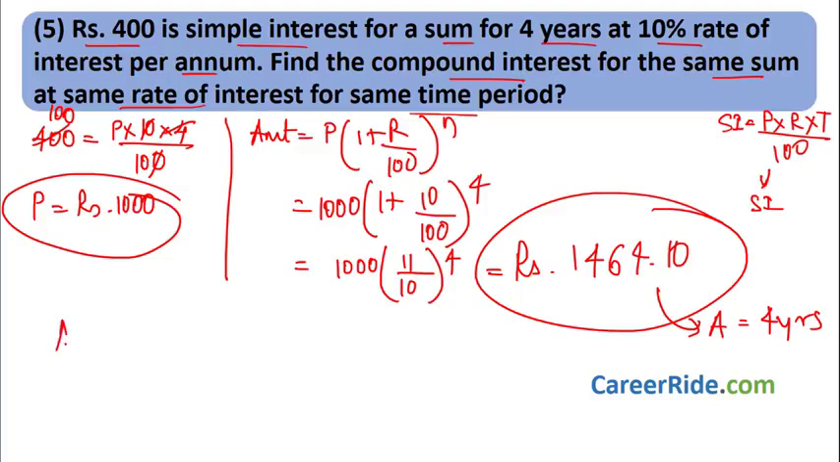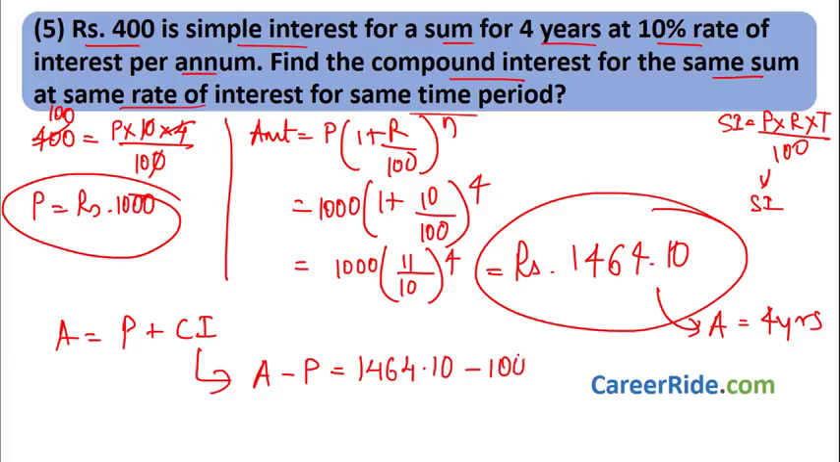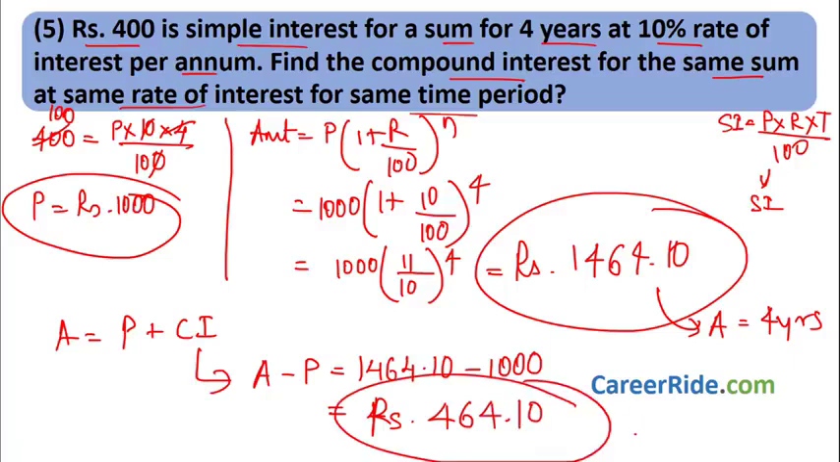So what is amount? It is nothing but principal plus CI. So what is CI? That is compound interest, amount minus principal. 1464.10 minus 1000, that would be rupees 464.10. This is the compound interest for the same sum at same rate of interest for the same time period.